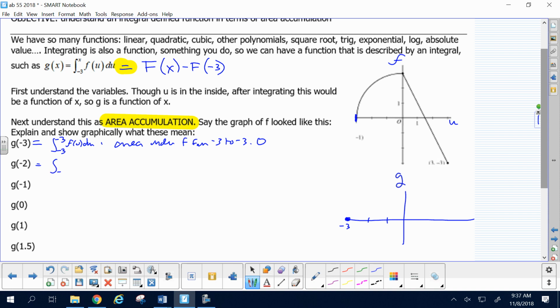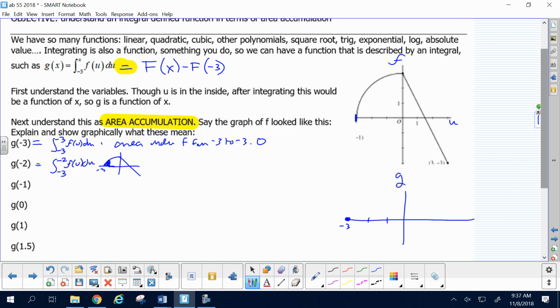Okay? All right. G of -2. Now that's -3 to -2 in the integral. If I were to show that visually, it would be something like this. This much area. The area you accumulate in going from -3 over to -2. So G goes back, I'll go back to this. G is an area accumulation function.